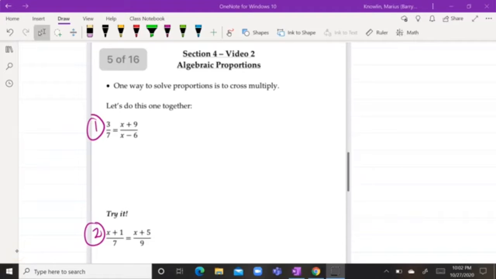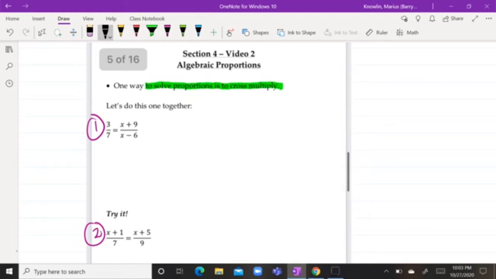Hello and welcome back. Alright, so today's little mini lesson is going to be on algebraic proportions and really just how to solve a proportion. The main thing here is that we highlighted right here: to solve proportions, cross multiply. So what does that mean? You're gonna take the opposite denominator and multiply it with the opposite numerator.